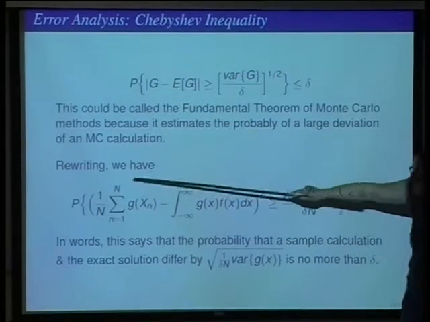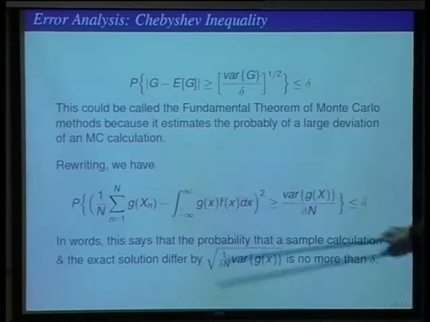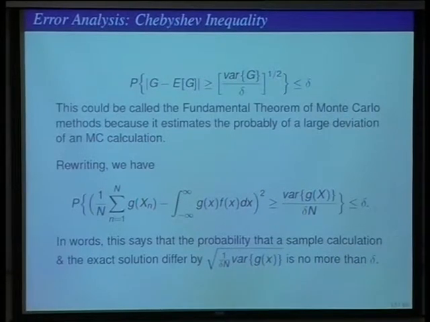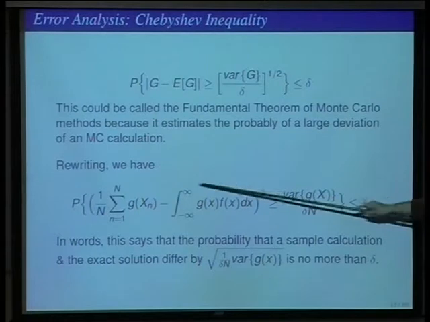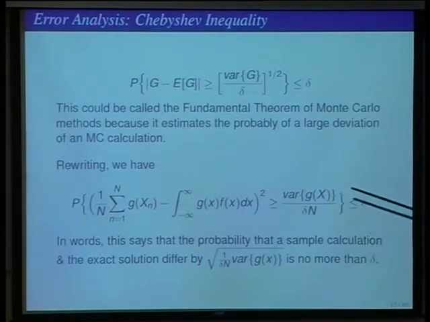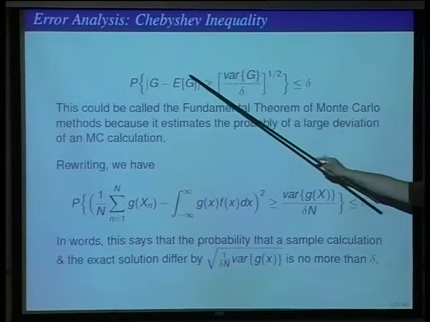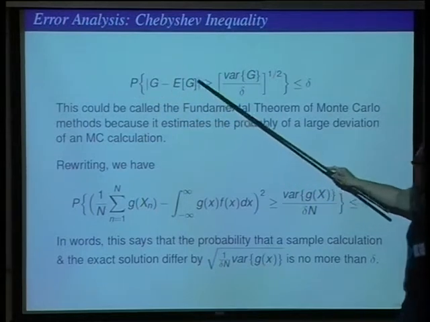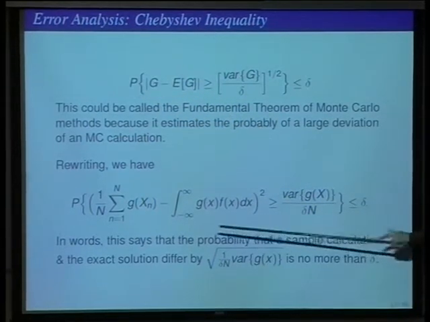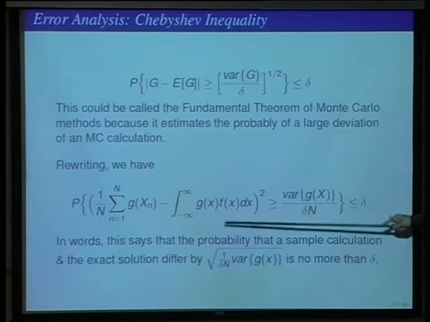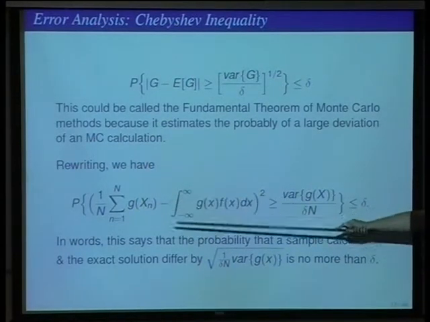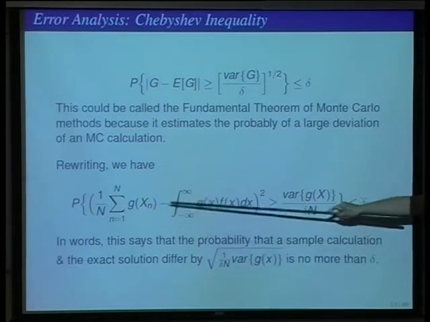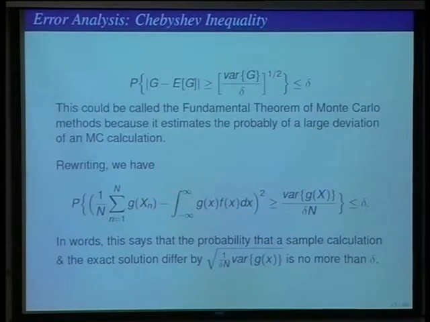G was our estimator, so it's 1 over n, the sum of small g of xn. And the expectation of G, well, that was the same as the expectation of little g, which is this guy. So let's just focus on this piece. This piece says, what's the difference between my estimator and the thing I'm trying to estimate? So this is really our error. This is our error in our integral if we do a Monte Carlo integration.